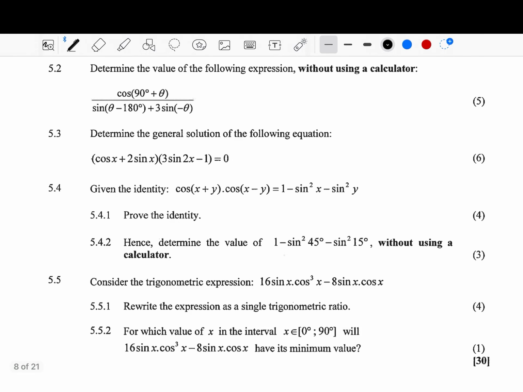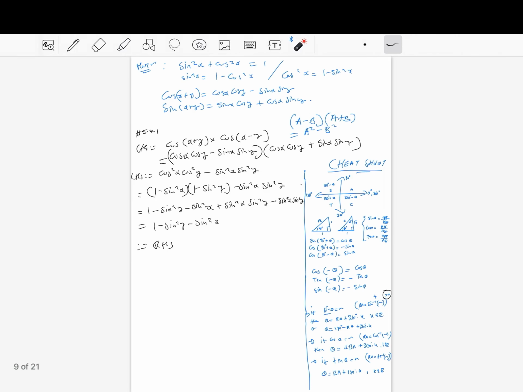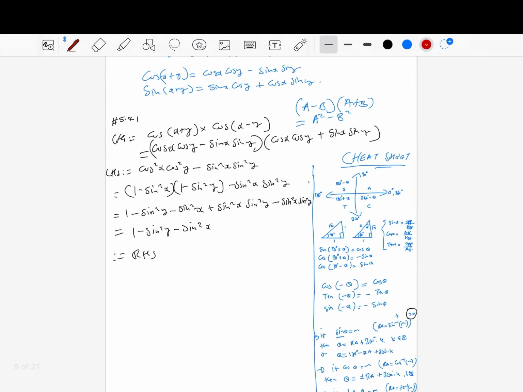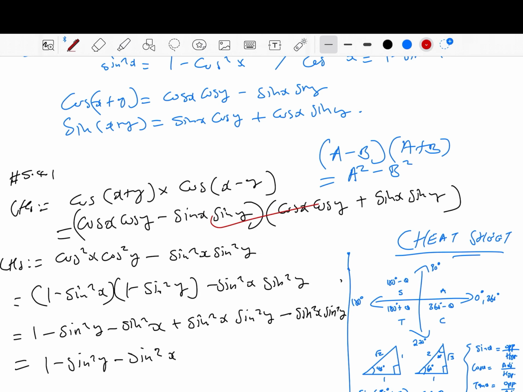But this is how you will actually prove that the left hand side is equal to the right hand side. If you still have a question on this one, please let me know. Please let me know how many marks you get. 4 marks. So I'll definitely give you a mark for this.